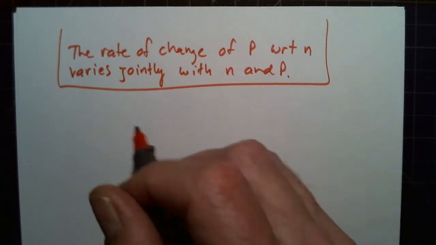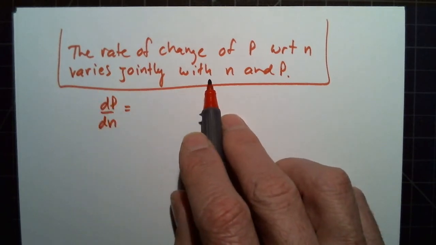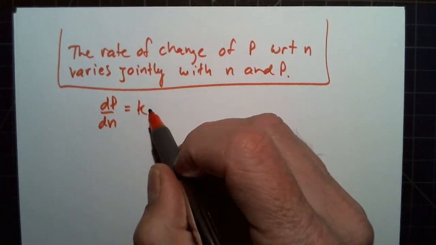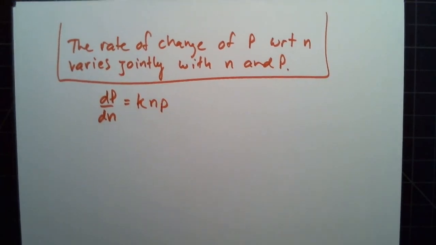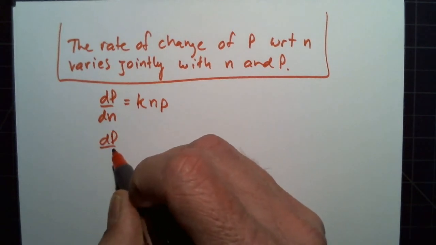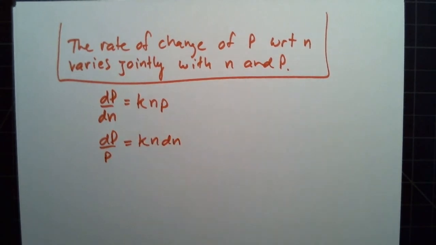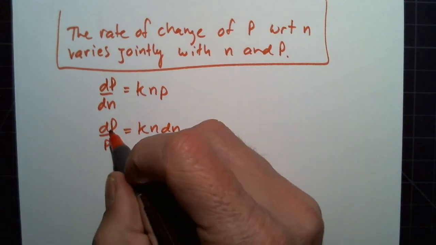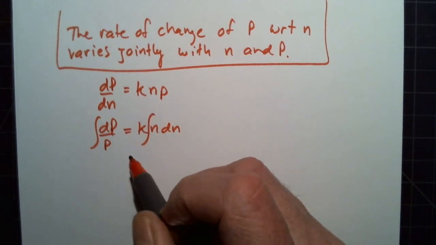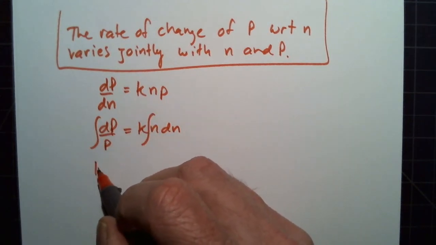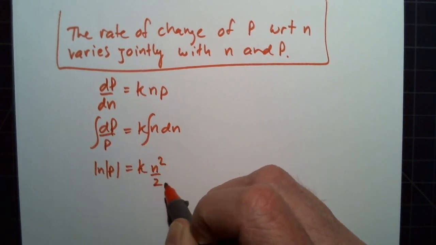Rate of change of p with respect to n varies jointly with, so we have k and then n and p. Then separate the variables, get the p's together and the n's together. Then we will integrate. That's 1 over p, so we have ln p. Here we have kn squared over 2.